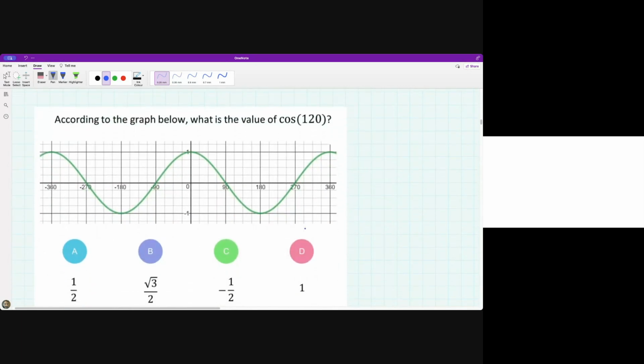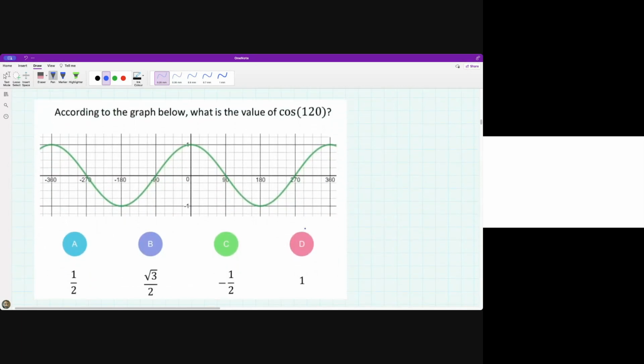Okay, according to the graph below, what is the value of the cos of 120? A, B, C, or D? What do you think, Pafunzo, Pabelelo, and Jabulo? What do you think? I see lots of people saying A's, or is that the previous question?